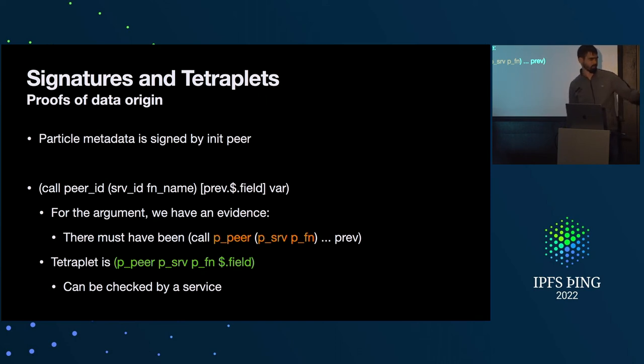So finally, for this argument, we have a tetraplet of the origin peer, origin service ID, origin function, and the field name. And all of this is checked via the signatures of the data or the response by this peer and by the getter that was executed by AquaVM. So this is what you can rely on. And usually it's enough. We decided not to make it recursive, so you cannot check the arguments of the arguments, but if you need them, you just pass them to the response, something like that. So it's enough. And a service can add any logic to check it.